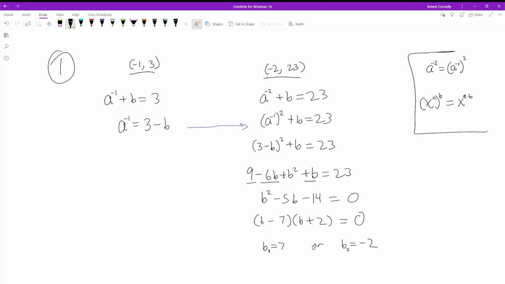So what we're going to do is plug them into the possible values for a and see which one makes sense. If I go back over here, a to the negative first power is 1 over a. And if I take the reciprocal, I get a equals 1 over 3 minus b. So now I can evaluate a1 and a2 based on each of these b values. So a1 is 1 over 3 minus 7, which is 1 over negative 4, or negative 1/4. Is that possible?